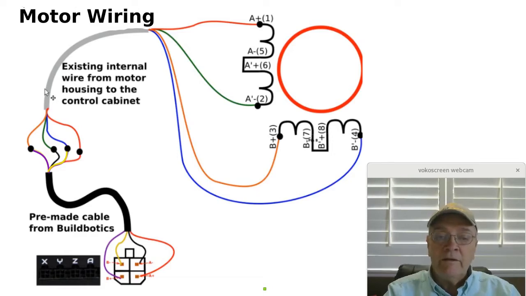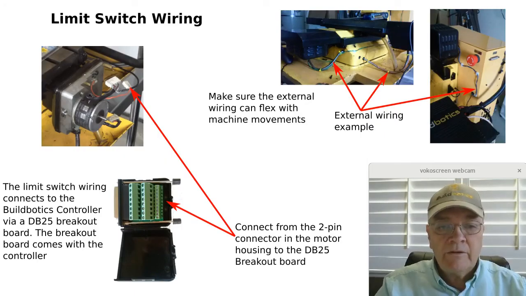Not all of the internal wires are used. It's tempting to try to use the extra wires for limit switches, but I've found that there is too much noise coming from the motor wires to operate the limit switches reliably using the internal wires, so the limit switches are routed outside the machine. The limit switch wires extend from the 2-pin connectors inside the motor housing to the Buildbotics controller via the DB25 breakout box that plugs into the back of the controller. The DB25 breakout box comes with the controller.